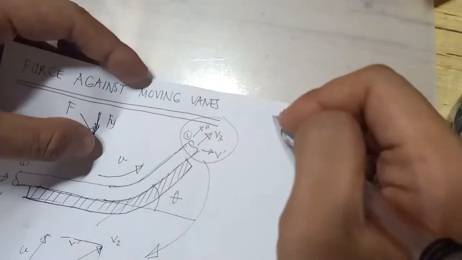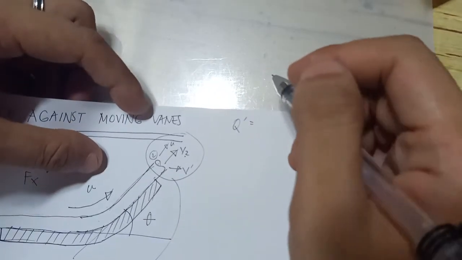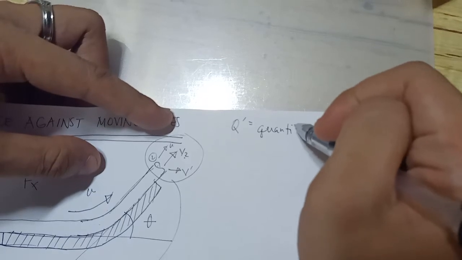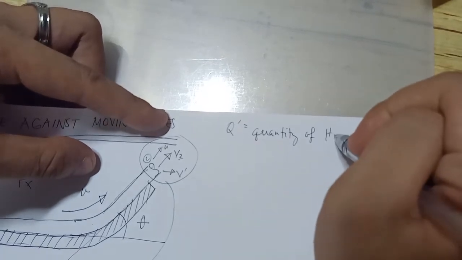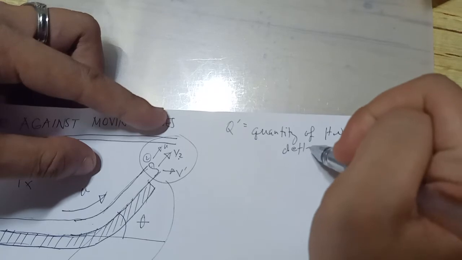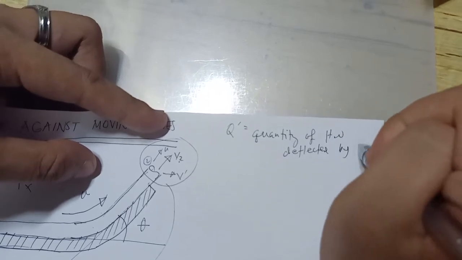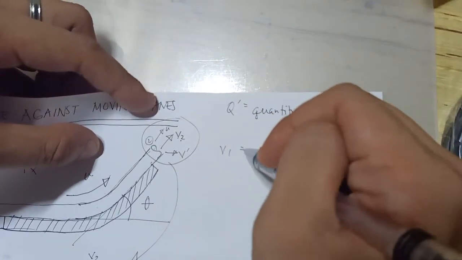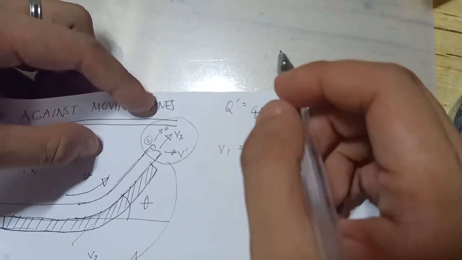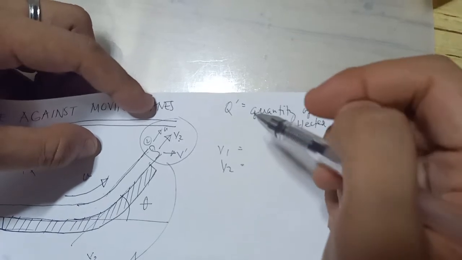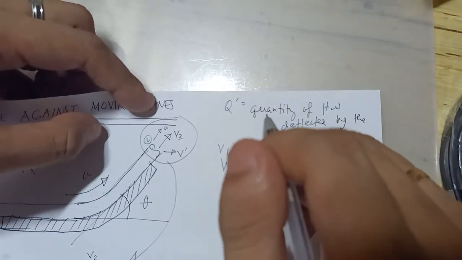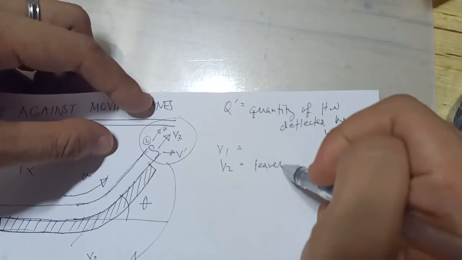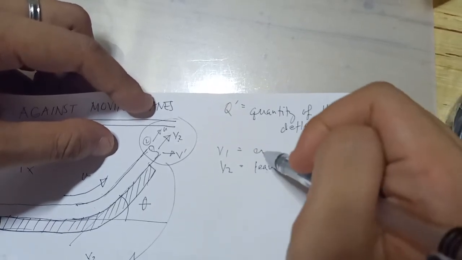Q prime is the quantity of water deflected by the vane. V sub 1, of course, the initial velocity, no? Before it struck the vane. V sub 2 is the absolute velocity of jet as it leaves the vane. So, leaves the vane, enters the vane.